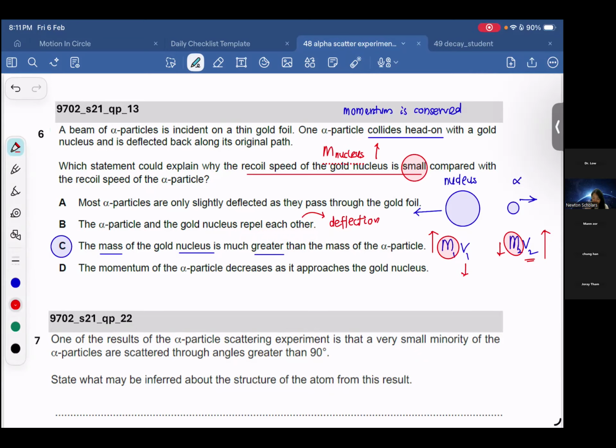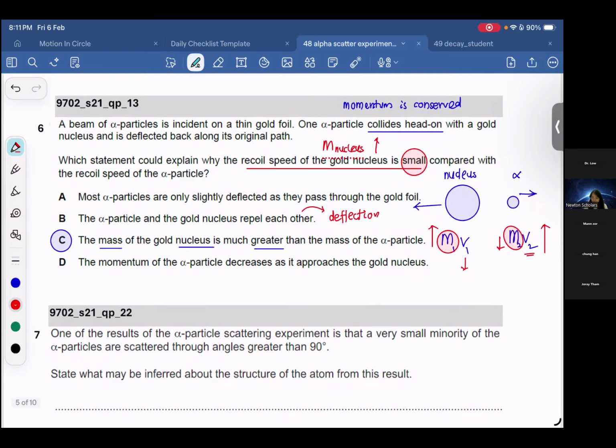Okay. Then the last one, momentum of the alpha particle decreases as it approaches the gold nucleus. This one also doesn't explain why the recoil speed is small. The momentum will change direction, but it doesn't explain it. So the answer is actually C. The speed is smaller because the mass is larger.